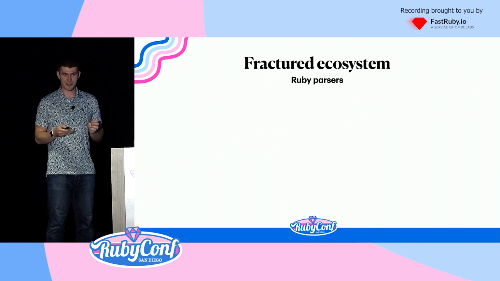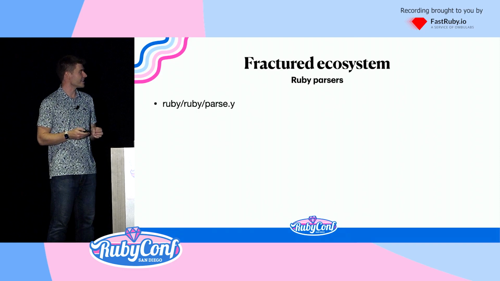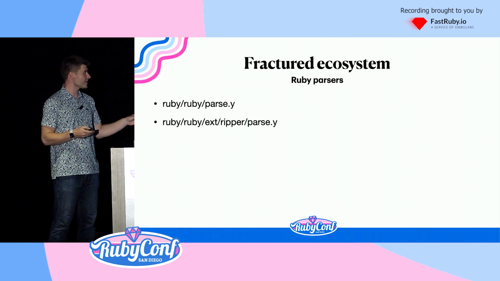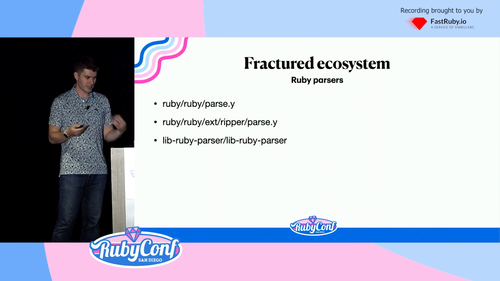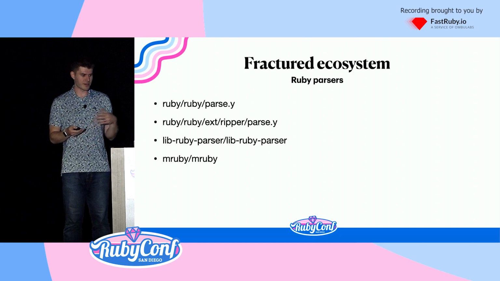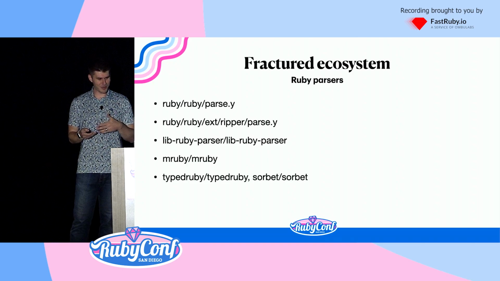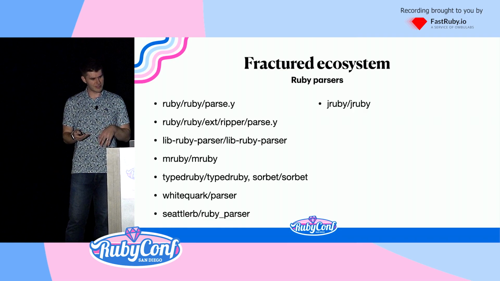So let's talk about parsers. In existence, there is the canonical parse.y in CRuby. There's Ripper. libruby-parser is a Rust parser. There's mruby's parser. Sorbet is using Ruby Parser historically. There's the whitequark parser gem, the Ruby parser gem.